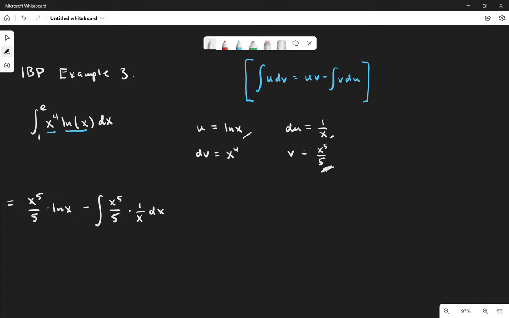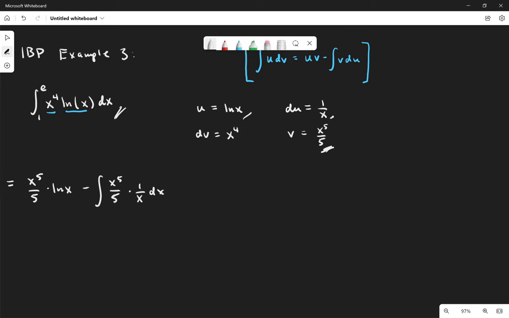I don't do anything with my bounds right now. I'm going to do the entire original integral and then plug in my bounds. So I have no bounds here. I'm not plugging in bounds here. We're just doing the integral still, the original one. So we've got to find an antiderivative. So this is x to the fifth over 5 ln x.